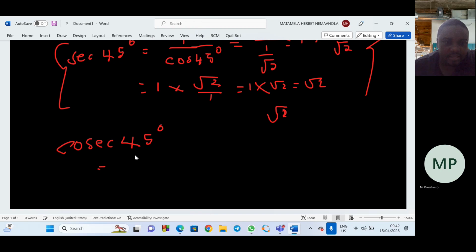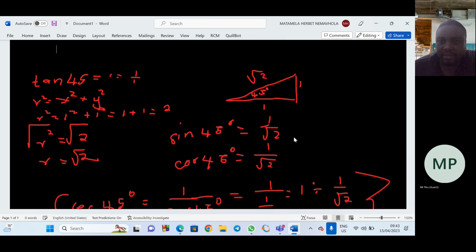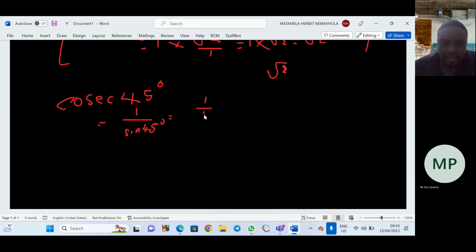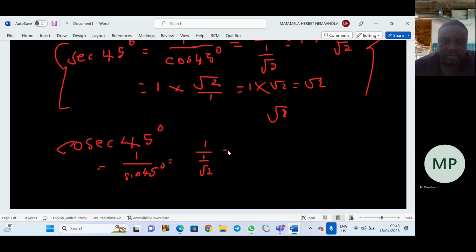Okay, let's see it. This is going to be 1 over sine of 45 degrees. We know that sine is opposite over hypotenuse, so it's going to be 1 over square root of 2. So this is the same as what we did for sec. So obviously, the answer is going to be square root of 2. So you got it right.